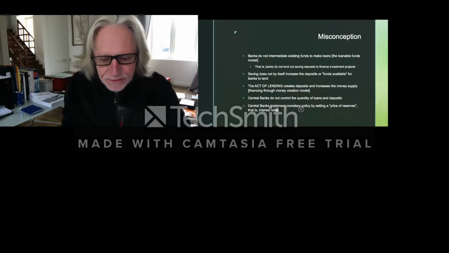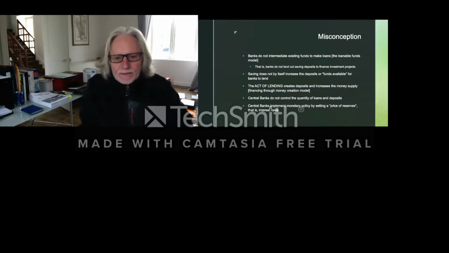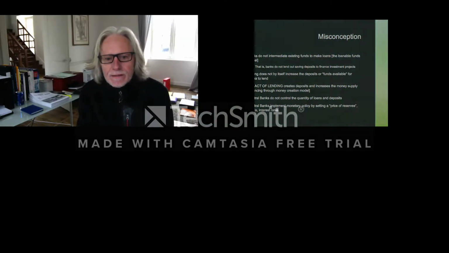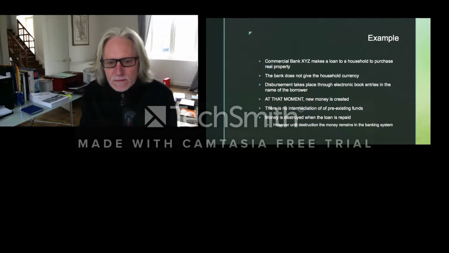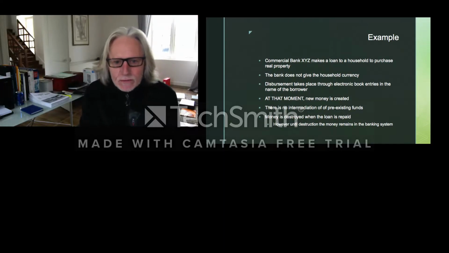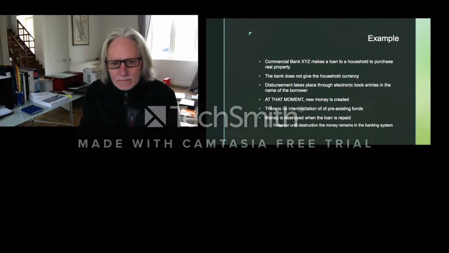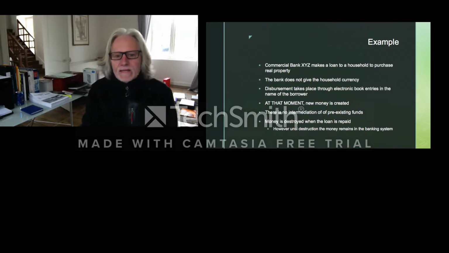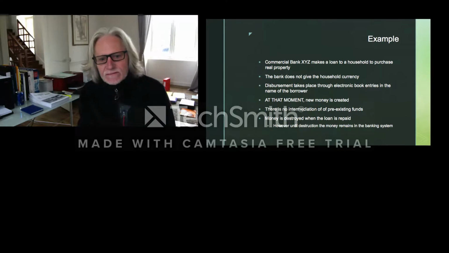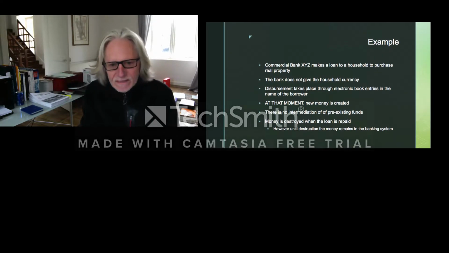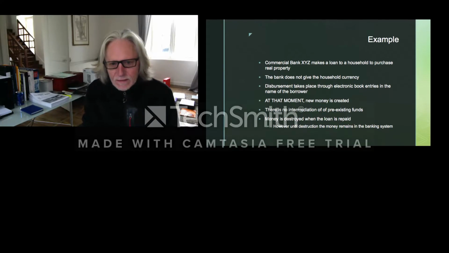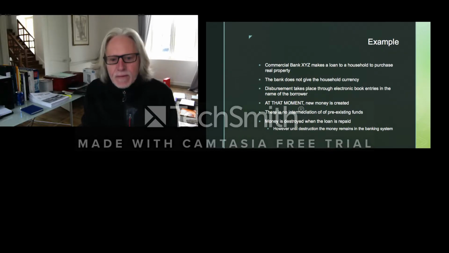There's a very simple illustration. Let's assume that a household wants to purchase real property. So the household approaches the bank, which agrees to extend the loan, of course, with many conditions. And what does the bank do? The bank does not give the household currency. The bank does not transfer already existing funds that it may have received in the form of savings. No, it simply electronically creates a new deposit in the name of the borrower and in the amount of the loan.